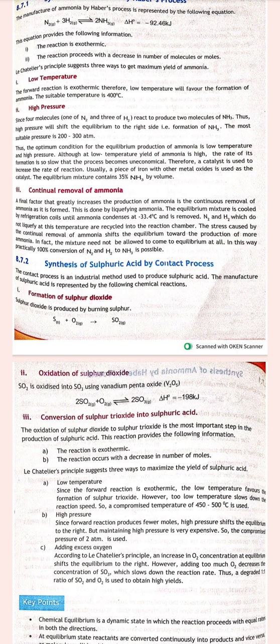So the temperature is low and the pressure is high, that is 200 to 300 atm, because the volume is decreasing in the forward direction. So this reaction favors the formation of ammonia. Thus the optimum condition for the equilibrium production of ammonia is low temperature and high pressure. Although at low temperature the yield of ammonia is high, the rate of its formation is so slow that the process becomes uneconomical. Therefore, a catalyst is used to increase the rate of reaction. Usually a piece of iron with other metal oxides is used as catalyst. The equilibrium mixture contains 35% NH3 by volume.